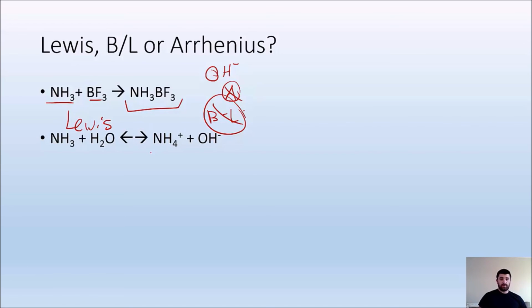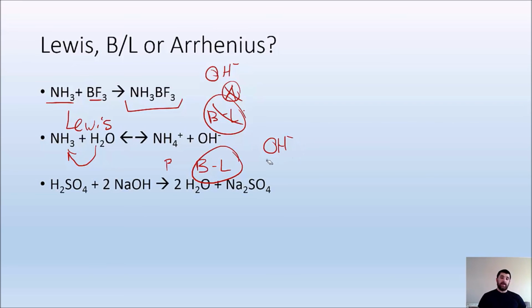All right, next one. We've got NH3 and H2O giving me NH4 plus and OH minus. If I'm looking at this, it looks like I take one of these H's and give it to the NH3. So I have a proton transfer without OH minus being in my reactants. So proton transfer tells me that it's going to be a Bronsted-Lowry acid-base reaction.